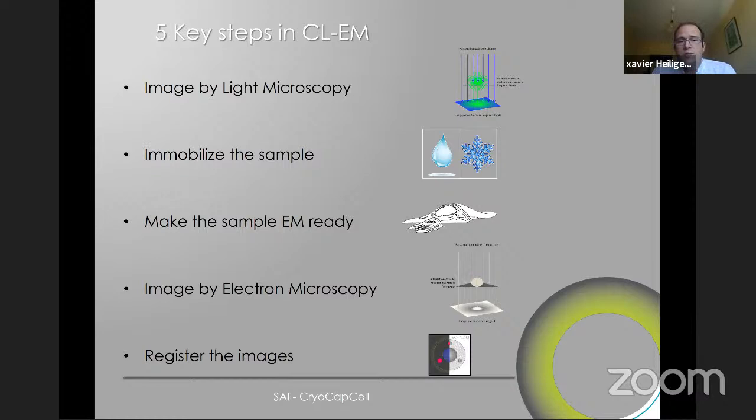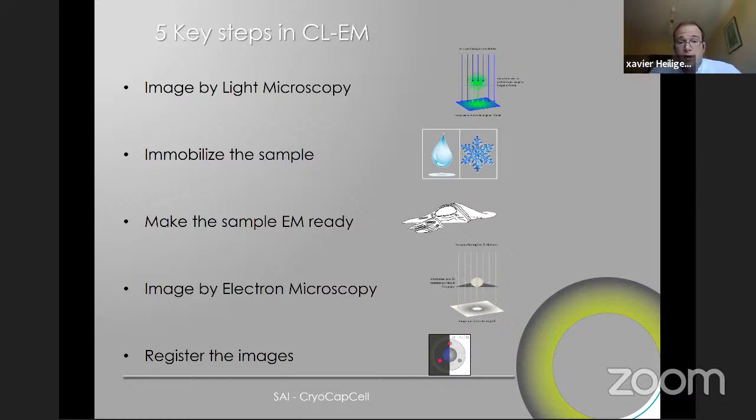You have two ways of immobilizing the sample. The first one is to do chemical fixation. You add aldehyde fixatives to your sample that will progressively cross-link it, and it stops living. Or you can vitrify your sample. Basically you freeze it, you cool it down very quickly, and the water molecules stop agitating and your sample is immobilized. There are different ways of doing that. We'll talk about that later.